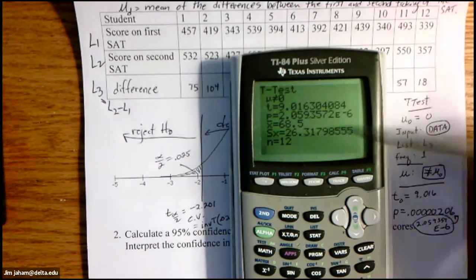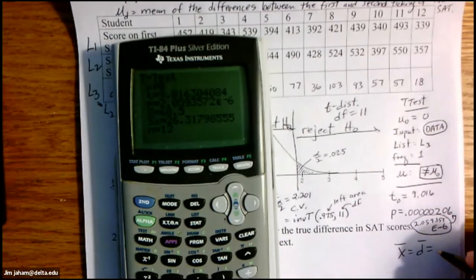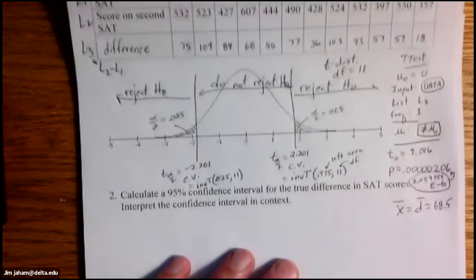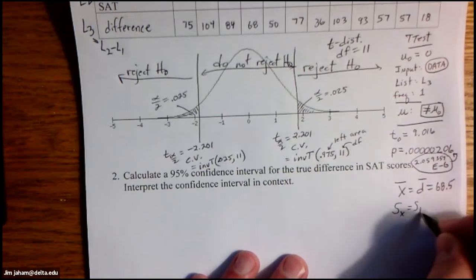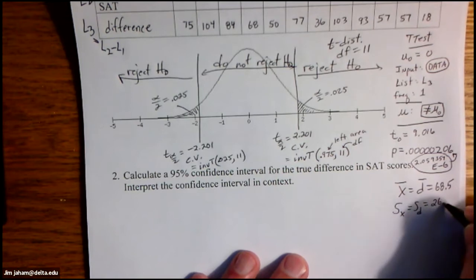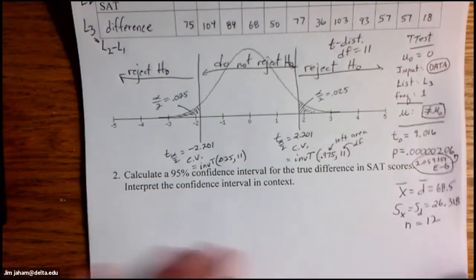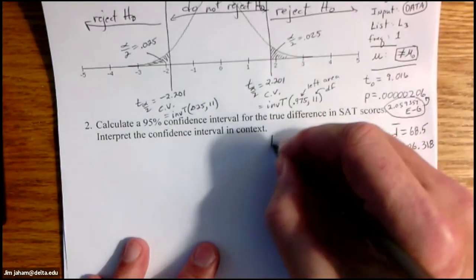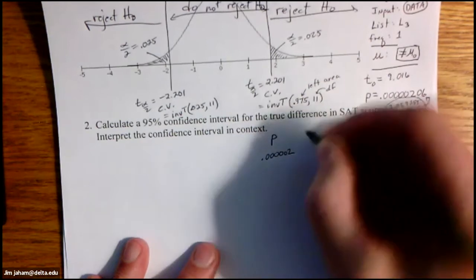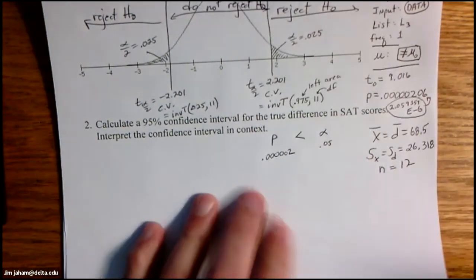All right, it's important to write down these summary statistics here. X bar, which is actually our D bar, the sample mean of the differences, is 68.5. This means that on average, those taking the SAT twice improved on average 68.5 points. Very good. And then the sample standard deviation is this, and the sample size is 12. All right, so we have P is 0.000002, and we have alpha is 0.05, and P is clearly less than alpha. So we reject the null hypothesis.